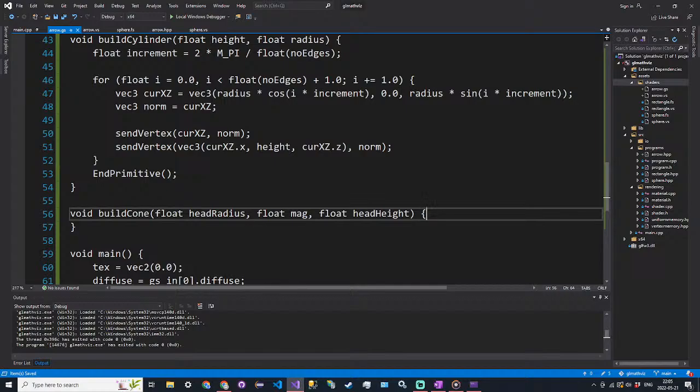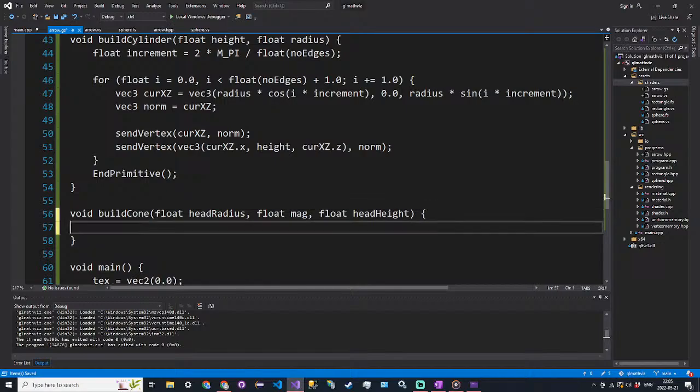All right, so now we're going to build our cone. So the increment is going to be the same calculation.